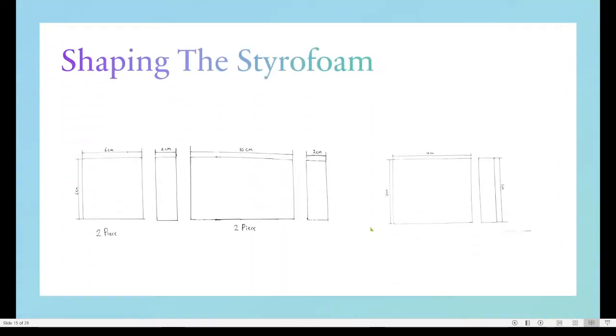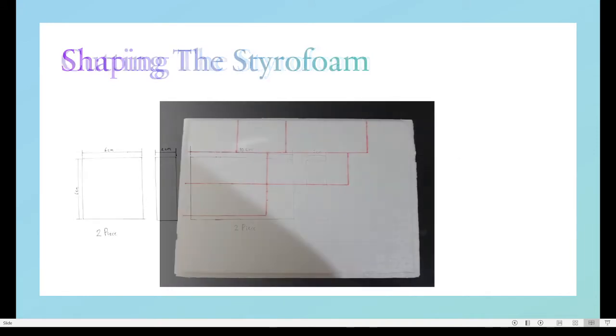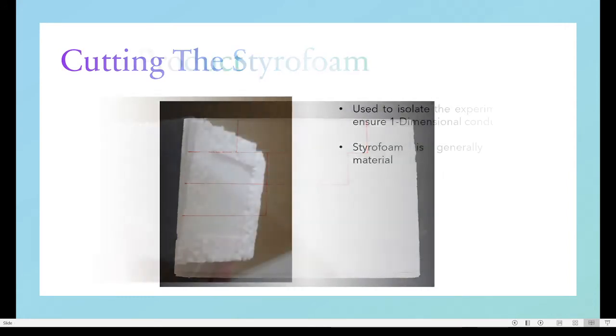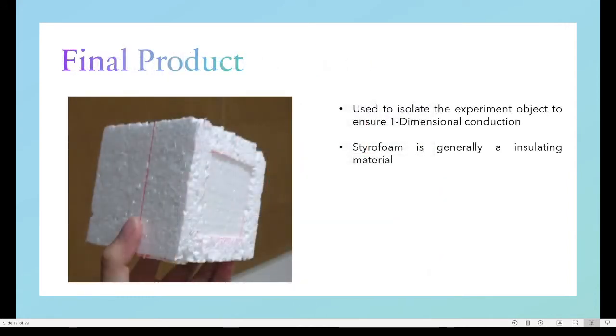The next step is to shape the styrofoam to make an insulation box. The raw styrofoam is shaped into a 10 by 10 by 10 box, where the process is shown as following. The styrofoam, which is an insulator material, is used to ensure one-dimensional conduction, and only conductive heat transfer occurs in this experiment.